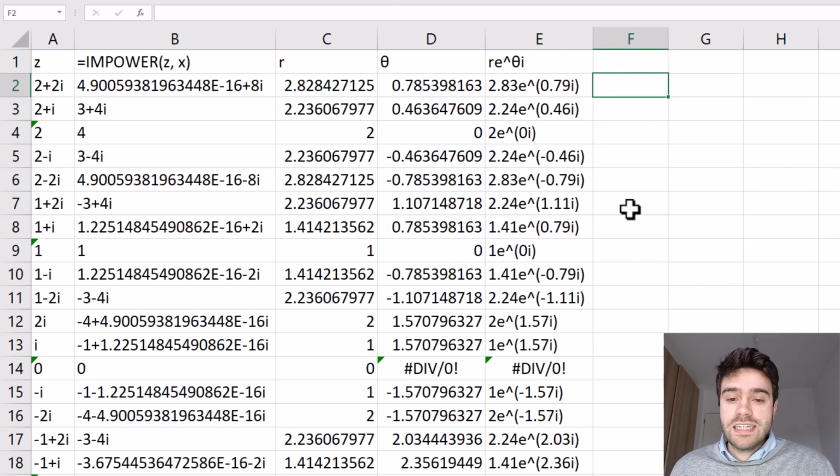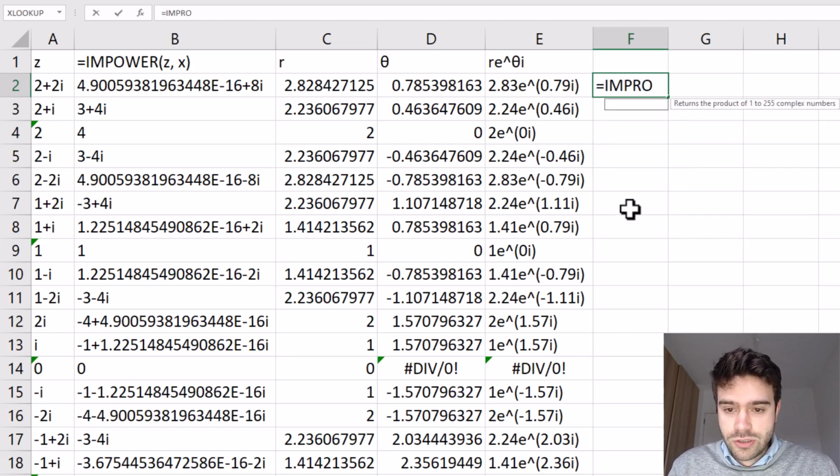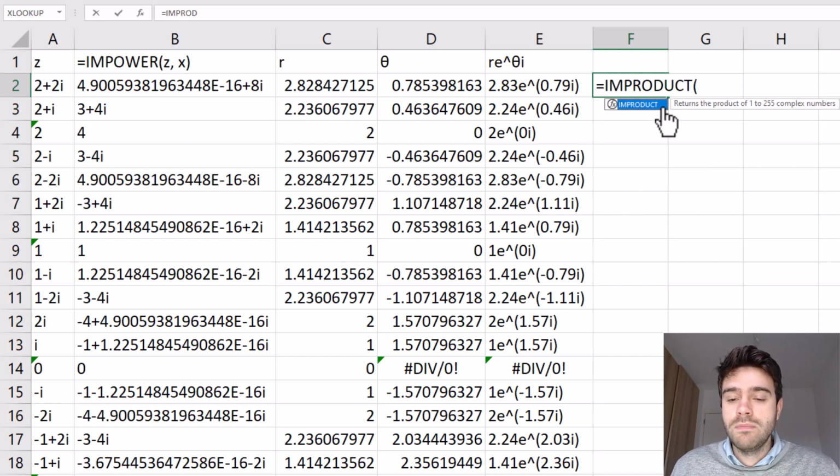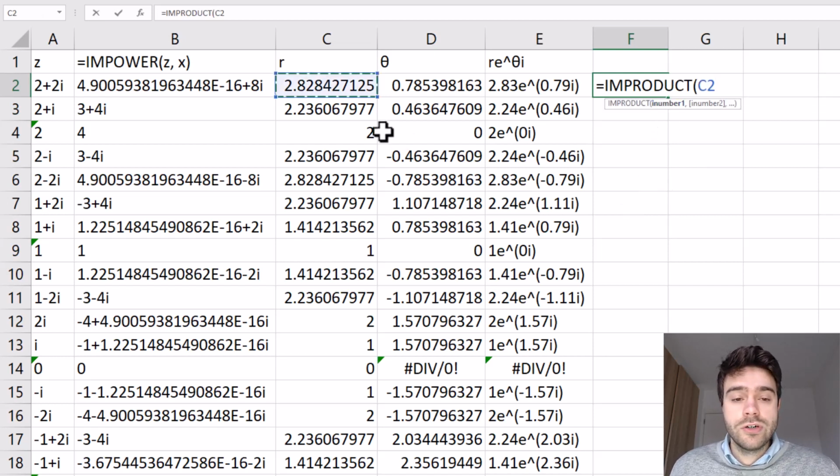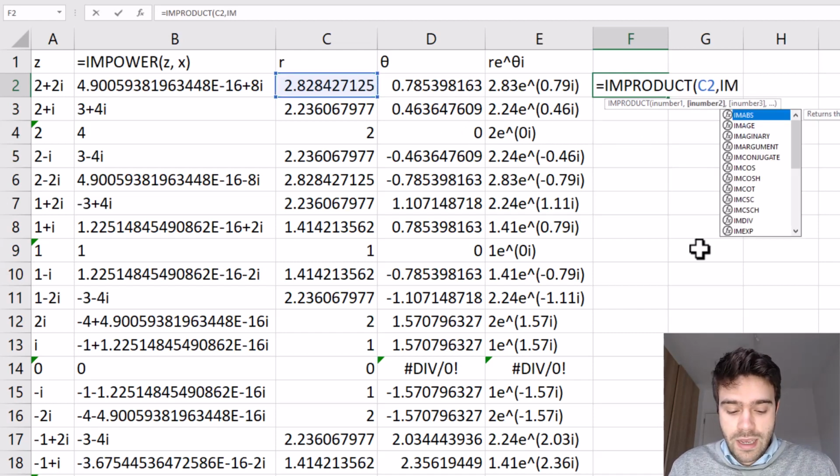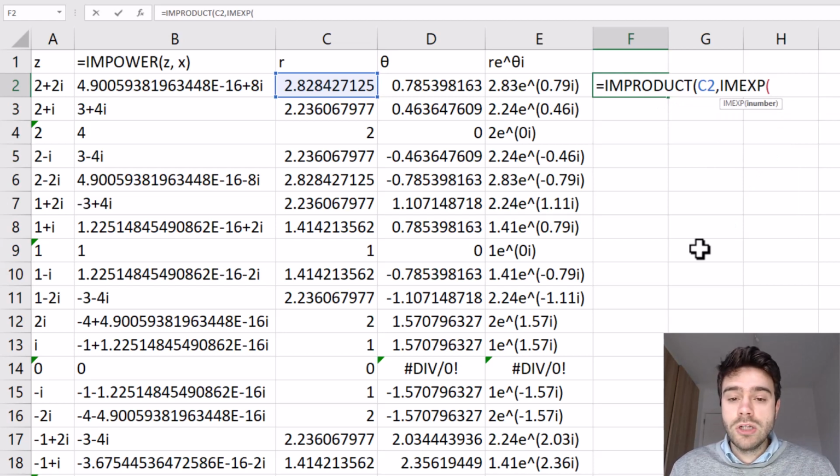Now let's use this exponential form to then also square it. Okay, so how are we going to do this? Well, first we need to multiply two numbers, being r, or the modulus, multiplied with the exponential of theta i. Okay, so we can do this with the IMPRODUCT function, which allows us to multiply multiple complex numbers. The first number will be r, or the modulus, and then the second number will be the exponential, so we can use the IMEXP function, where we multiply theta, or the argument, with i.